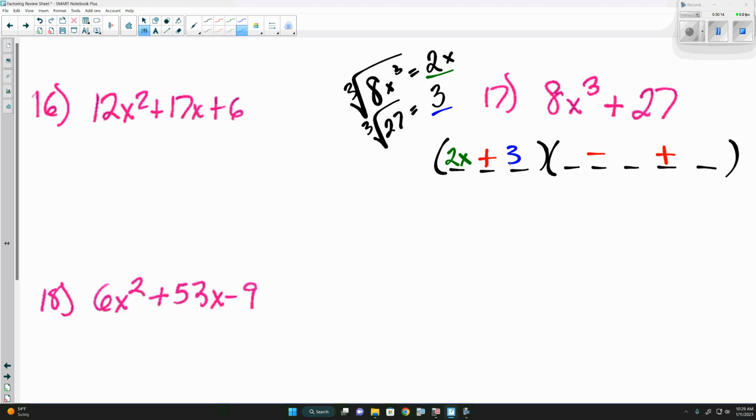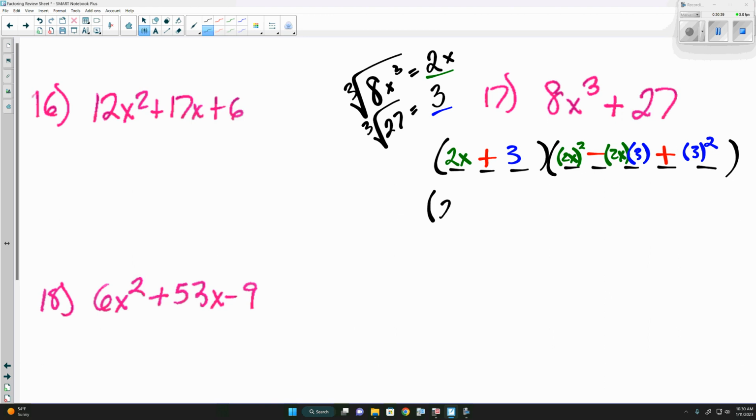And in the bigger one, we're going to have our first term squared, so 2x squared. And then 2x in the middle. Our second term will have 3 in the middle. And in the last spot, we'll have 3 squared. Any questions on how we got to this point here?